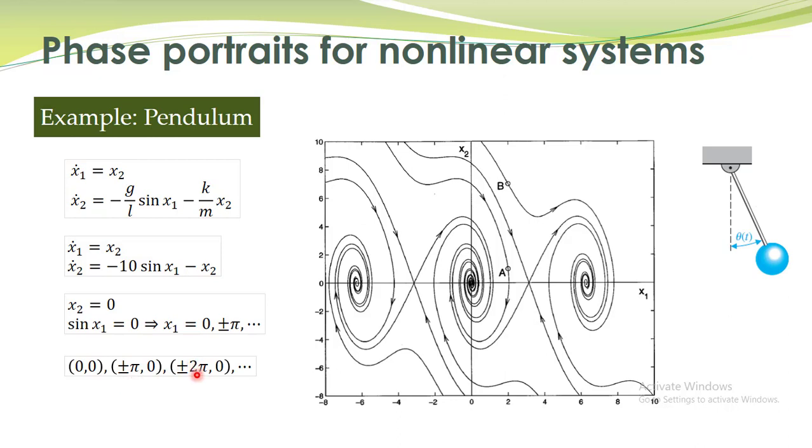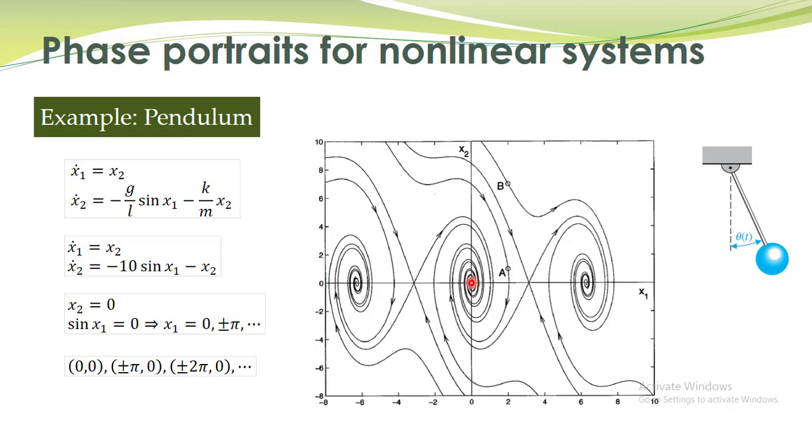And this equilibrium point means there is one complete rotation before the pendulum reaches the equilibrium point. Plus 2 pi means rotation in positive direction, and minus 2 pi means rotation in negative direction. The phase portrait of this pendulum system is given over here. One equilibrium point at origin (0, 0), the second at (pi, 0), the third at (2 pi, 0), and likewise there is an equilibrium point at (minus pi, 0) and (minus 2 pi, 0). Yes, even you have more equilibrium points, so this graph will extend towards right as well as towards left.